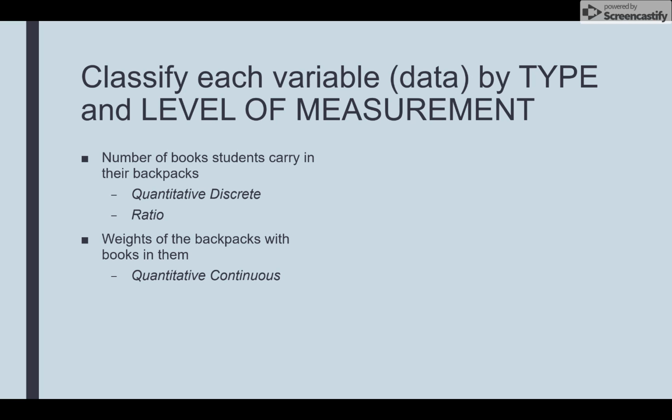Again, in terms of the level of measurement, with it being quantitative, it's either interval or ratio. And to make the determination, again, I have to think about, what does 0 mean? If the backpack weighs 0 pounds, that means I have no weight or probably no backpack. So that is the ratio level.